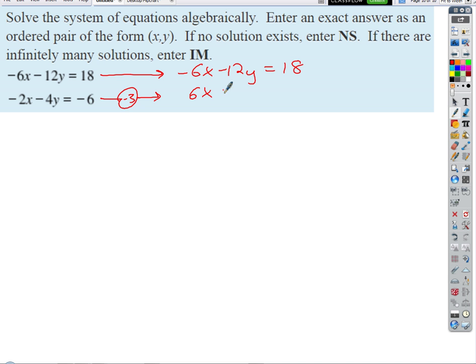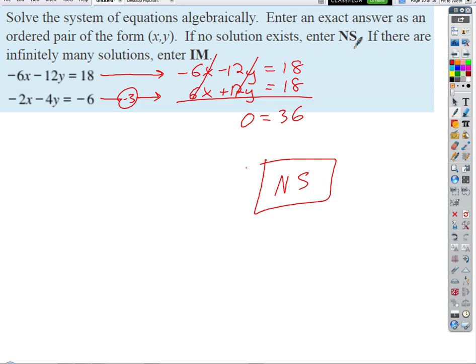6x equals 18. Okay, so if I add those together, the x's cancel and the y's cancel. So I get 0 on the left. What do I get on the right? 36. Okay, nonsense. What's that mean? No solutions. Good, no solutions. So in Moodle, we would just enter NS, right?